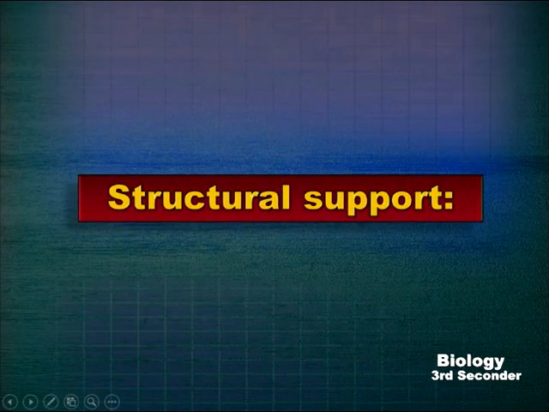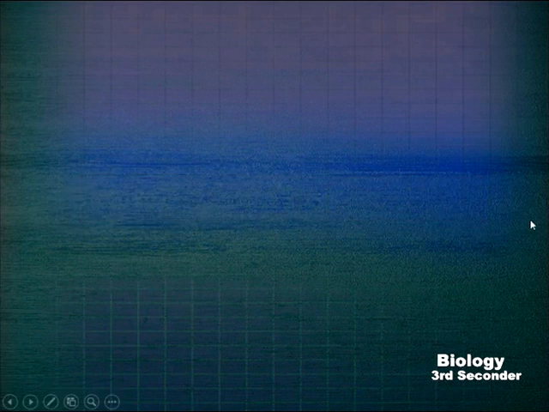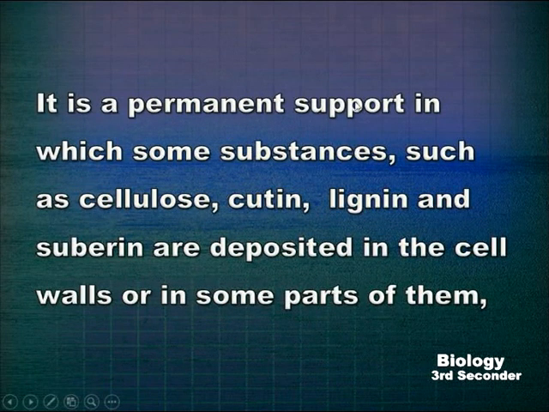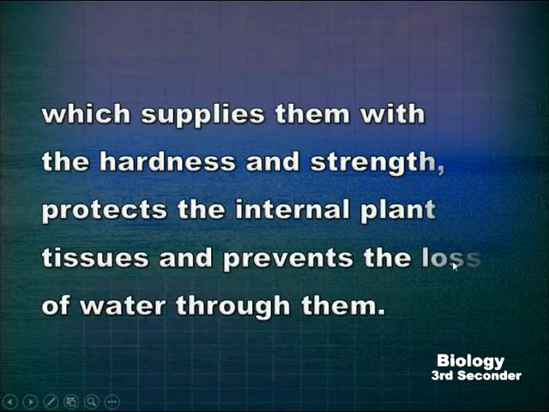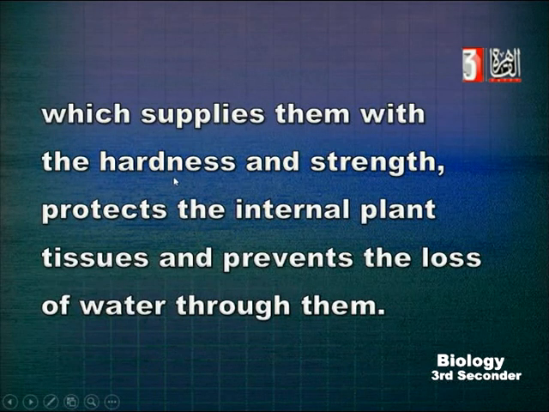Finally, what is the meaning of structural support? Structural support is a permanent support. It is not temporary support. It is a permanent support in which some substances such as cellulose outside, cutin, lignin or suberin are deposited in the cell wall or in some parts of it. Structural support supplies the cell with hardness and strength, protects the internal plant tissue and prevents the loss of water through them. What prevents the loss of water? Cutin, suberin or lignin also, but mainly cutin.